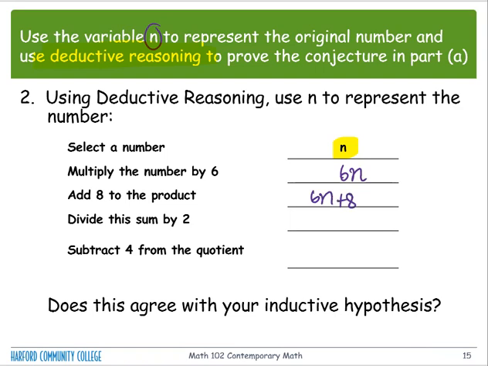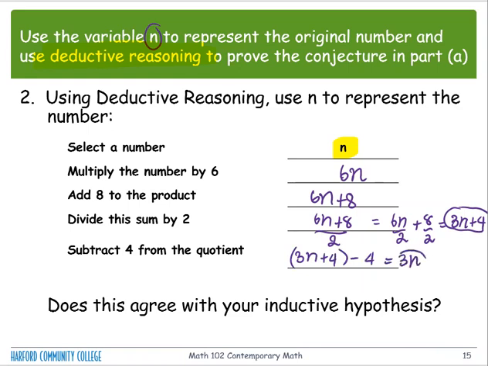Divide this sum by 2. So 6n plus 8 divided by 2. Simplify to get 6n divided by 2 plus 8 divided by 2, which gives 3n plus 4. Next, subtract 4 from the quotient. After we simplify, the quotient is 3n plus 4. So for the last procedure, we have 3n plus 4 minus 4. After we simplify, we get 3n, which is the same result as the three numbers we used in part A. So starting with n as the original number, the result is 3n.